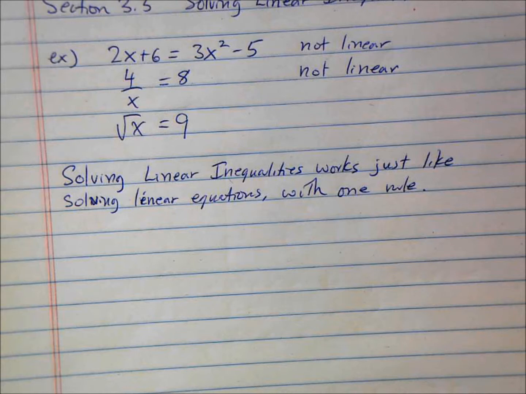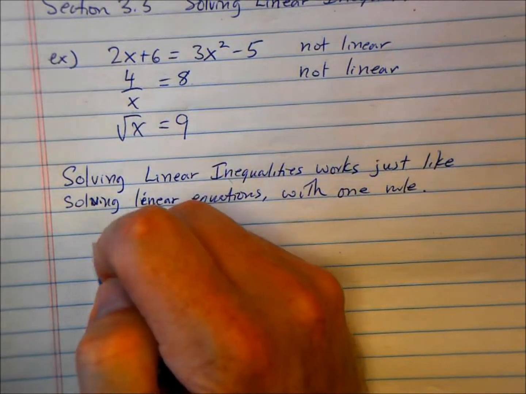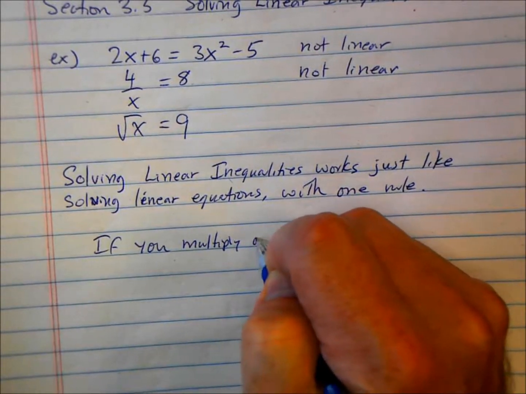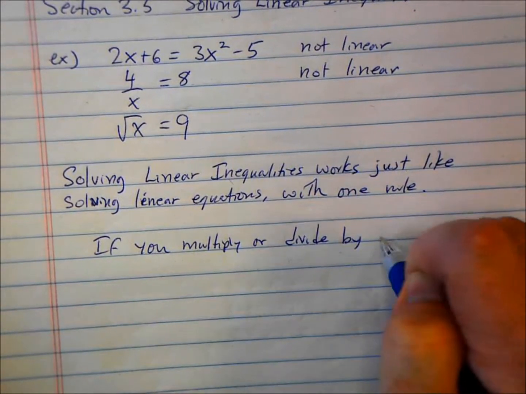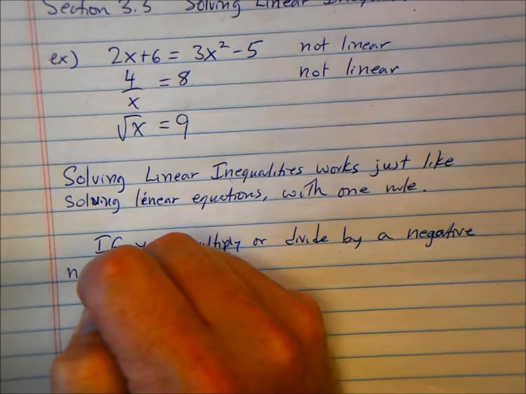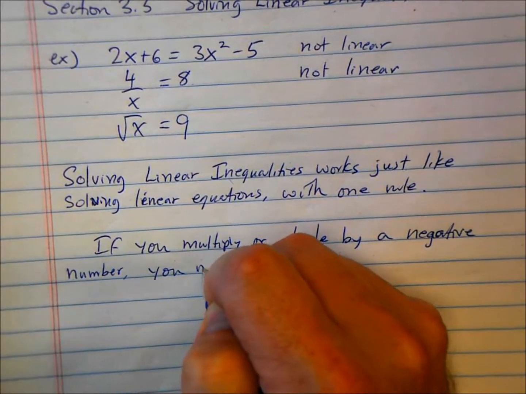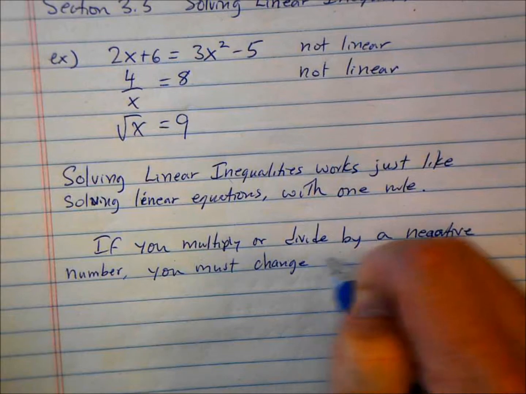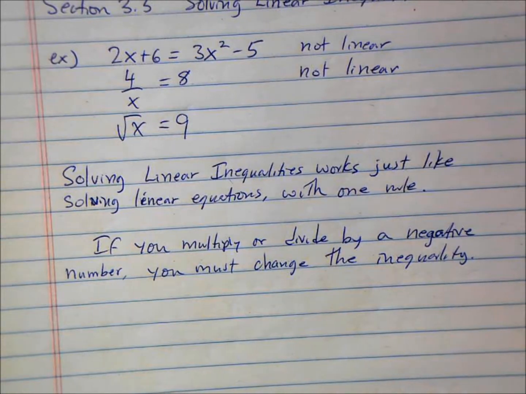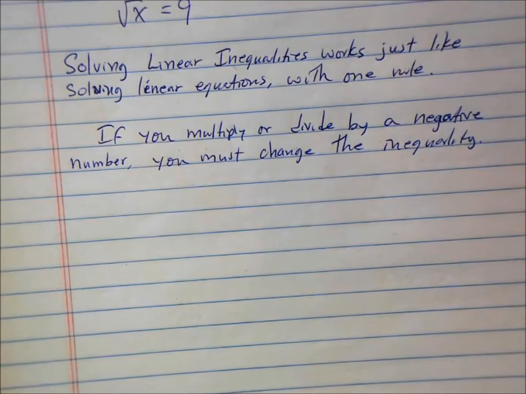When you change the negative or positive sign, you switch the sign. Okay, the one rule is if you multiply or divide by a negative number, you must change the inequality. That's the one different rule. So you can multiply or divide by a number, just like you could with an equation, but if that number is negative, it causes something to change. And let's see why that's true.